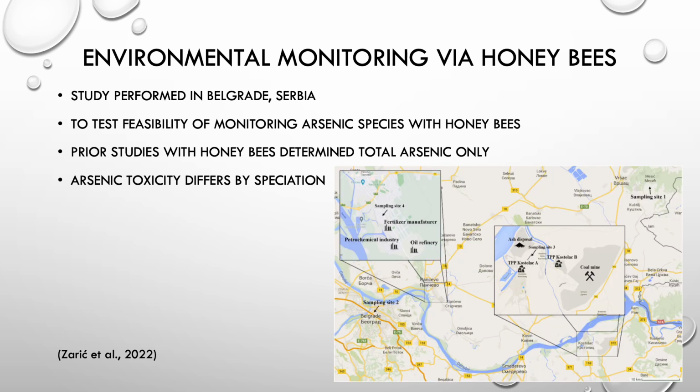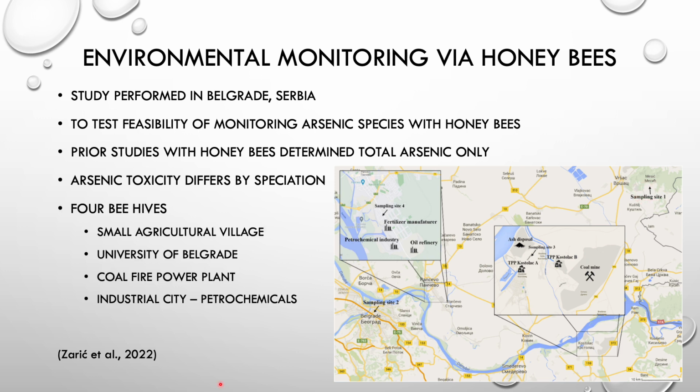And so here's a map of where they did the study. Over here you can see sample site number 1, where they had a small agricultural village. Sampling site number 2 is at the University of Belgrade, which is in the middle of the city of Belgrade. Sample site number 3 is near a coal mine, and sample site number 4 is basically an industrial city that produces petrochemicals and fertilizers. So what they had here were 4 different beehives. Beehives from each of these areas were tested.